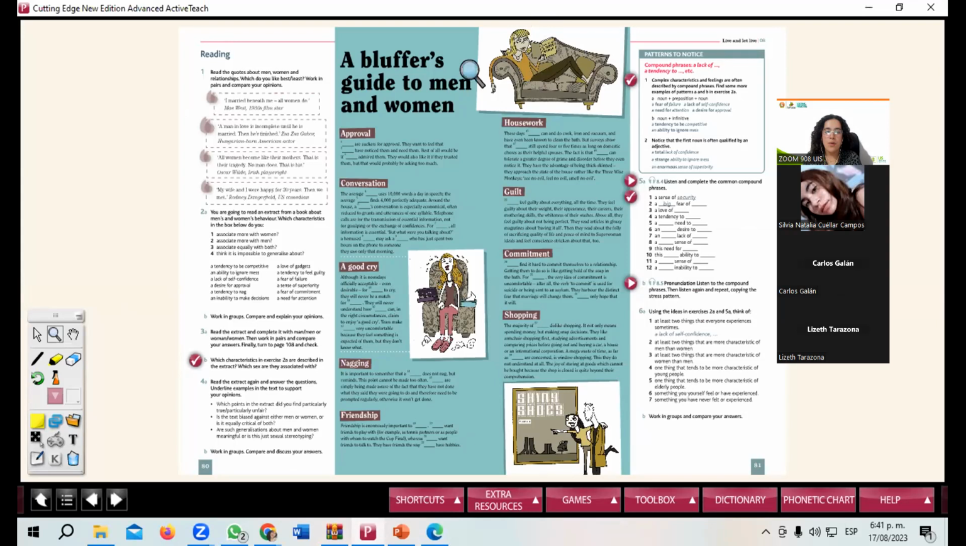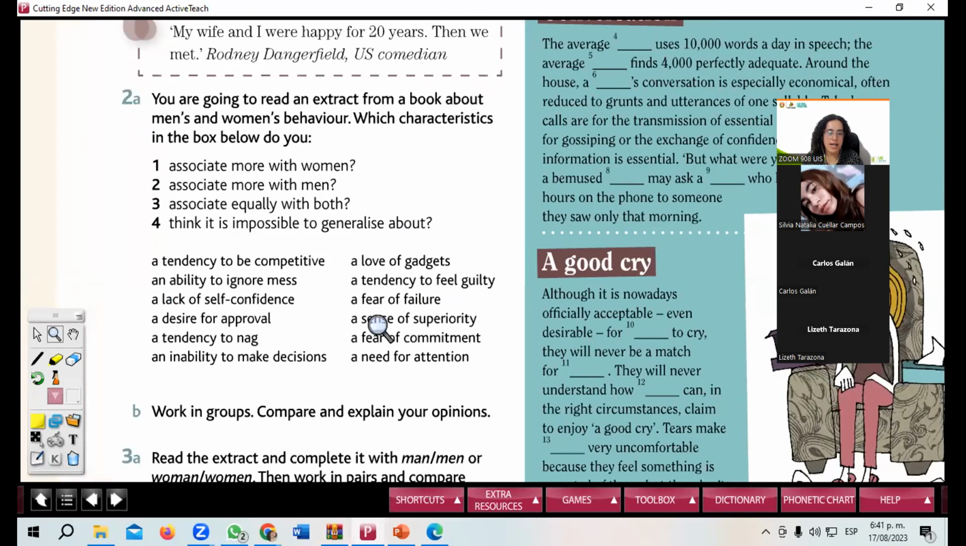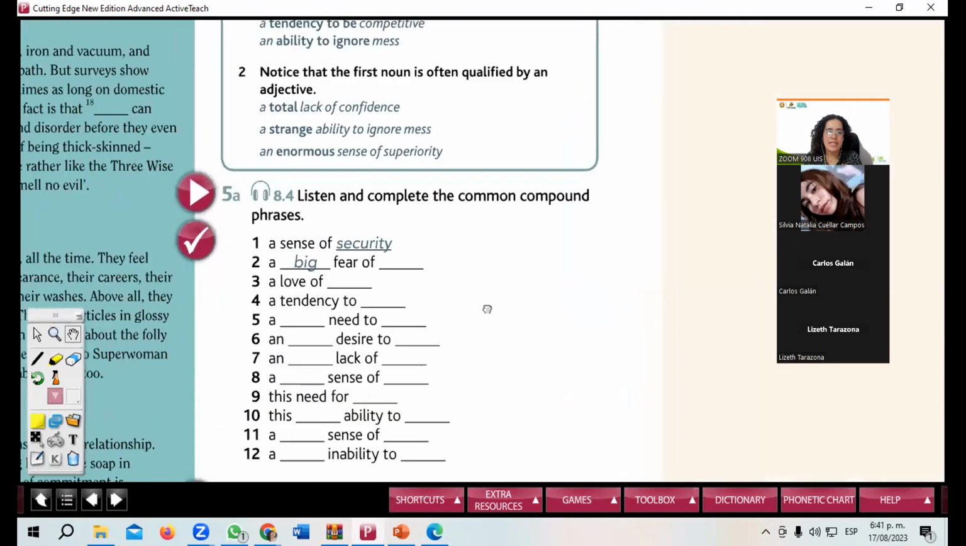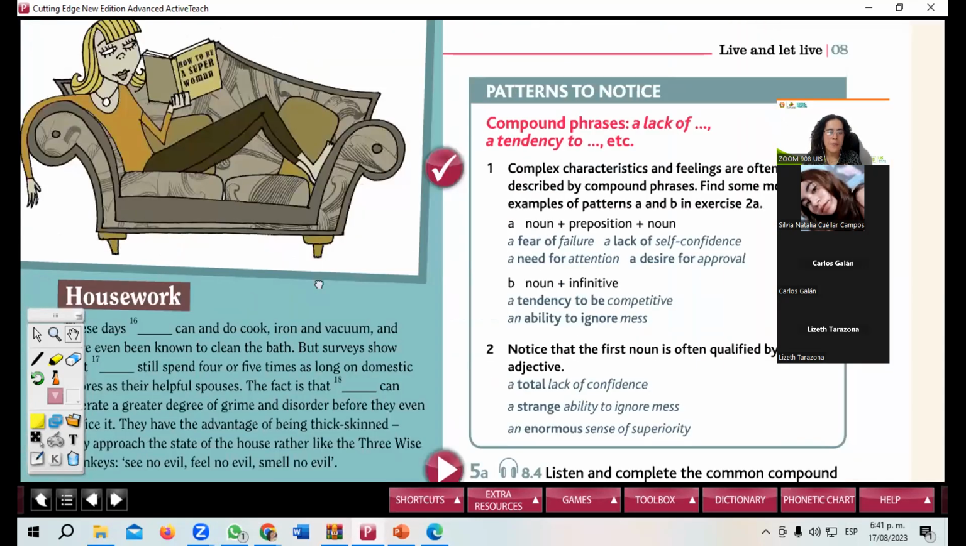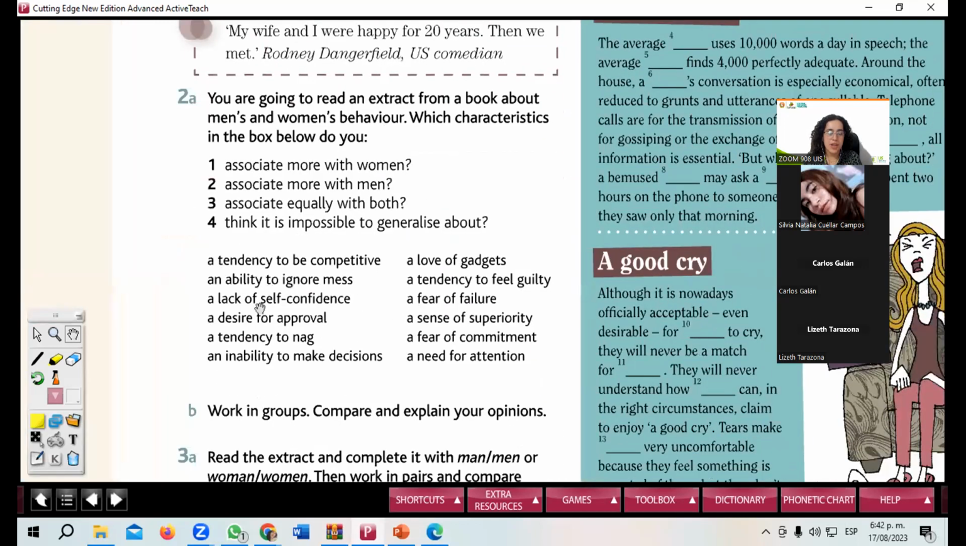Okay, no problem. So, the text talks about typical or common behaviors for men and for women. And in the vocabulary part, we have some patterns that we can use to express more complex ideas, right? It's not just one word, but a combination of words. So let's read them, just to review them, and then we're going to analyze them in the compound phrases, okay? So let's read the characteristics.